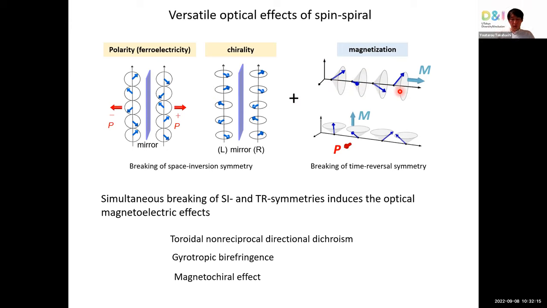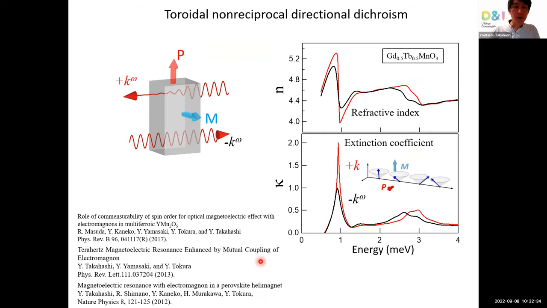In this case, the material can show more optical effects, such as a directional dichroism, gyrotropic birefringence, or the magnetochiral effect. I will briefly show these optical effects.